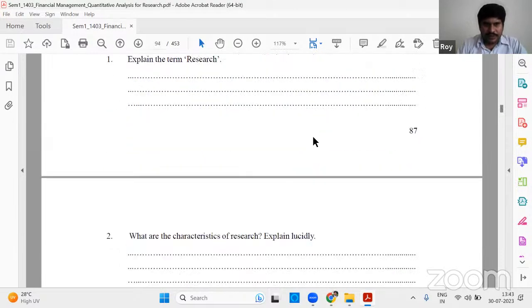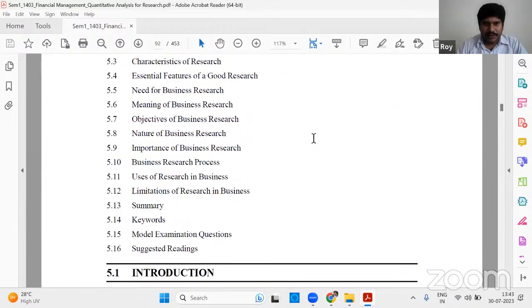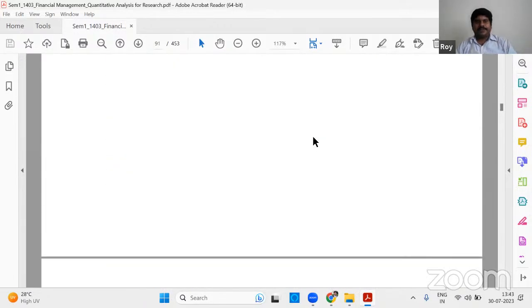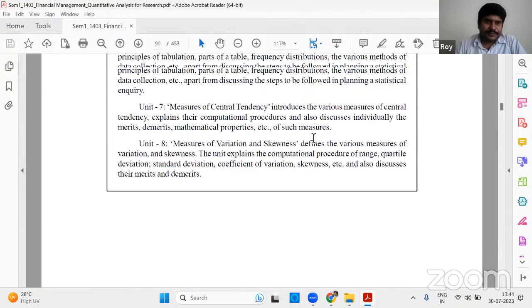The previous unit, if I take you to the previous unit, then we can test. Yeah, let me go to this 5th unit.